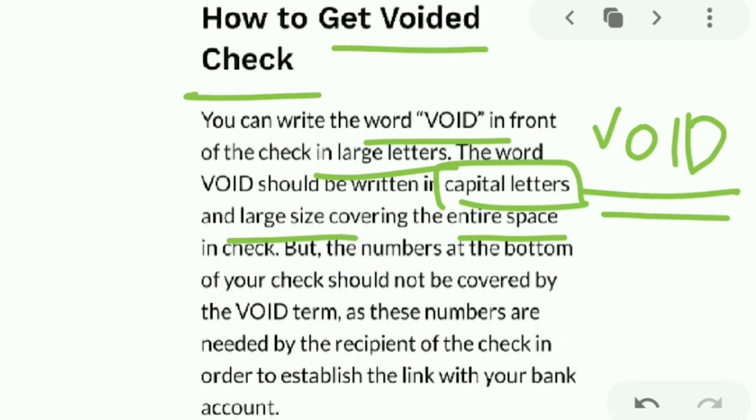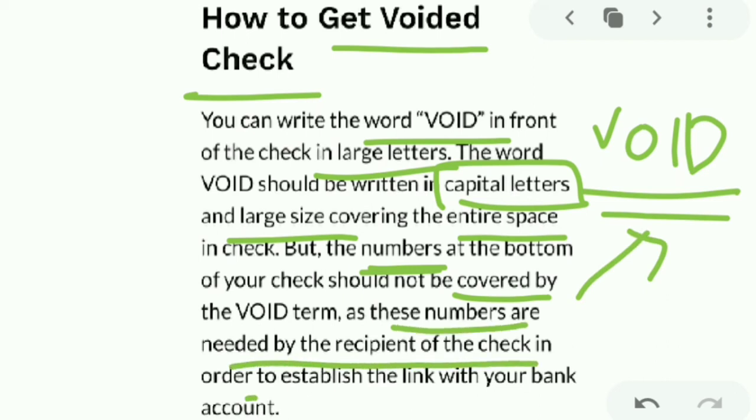The numbers at the bottom of the check should not be covered by the word void, as these numbers are needed by the recipients of the check in order to establish a link with their bank account. क्योंकि ये numbers हमको ज़रूरी होते हैं to get and retrieve the information that is needed.